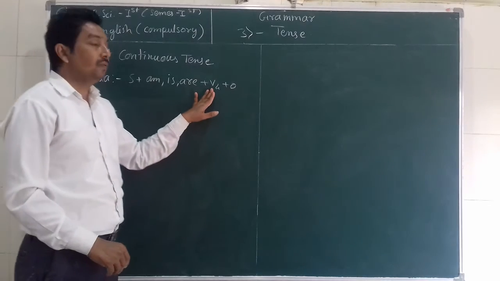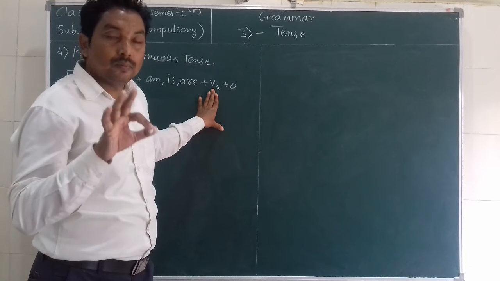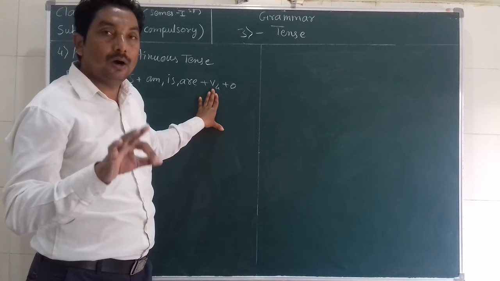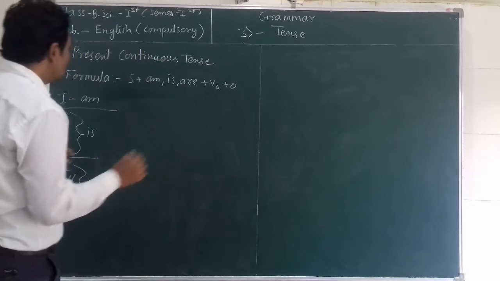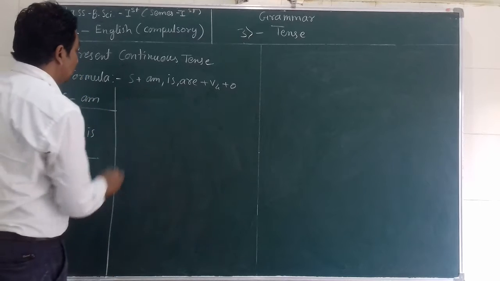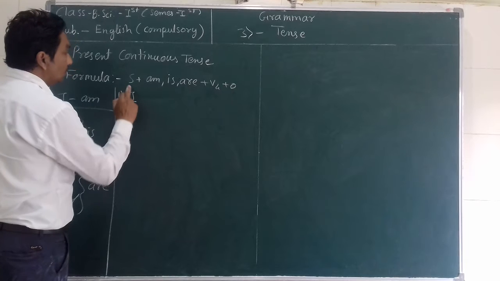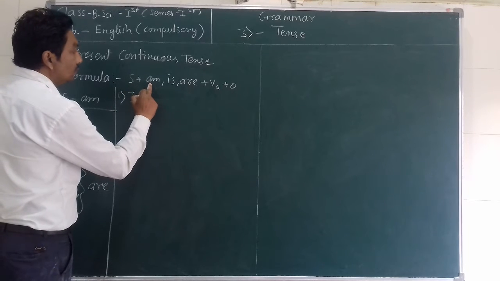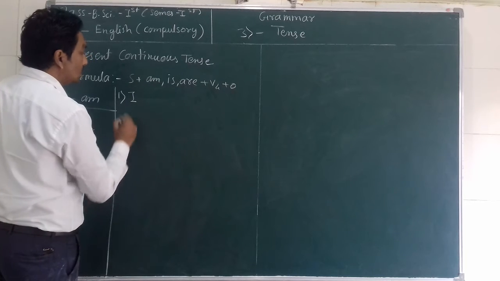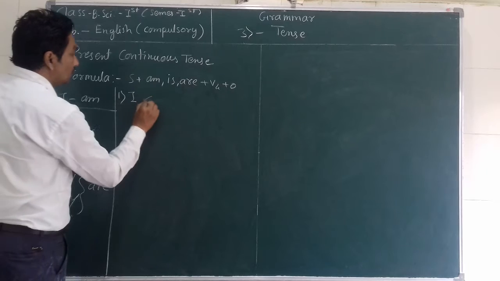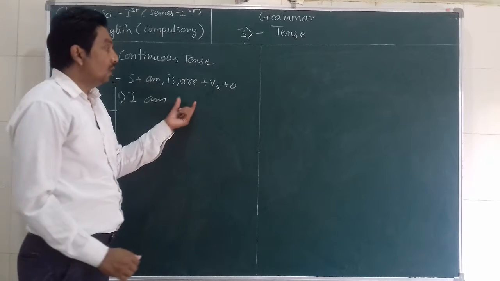Then take V4. V4 is the present participle of the verb, the fourth type of verb, and after that use the object. So let's take one example. Suppose I am going to take the subject I. So in front of I we need to use am, is, or any one of these to be forms of present tense. In front of I we always take am. Then use V4, the present participle of the verb.